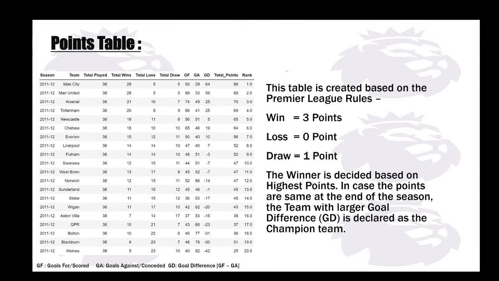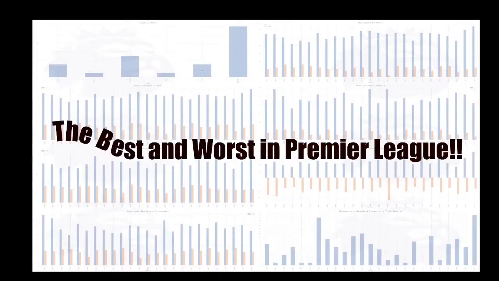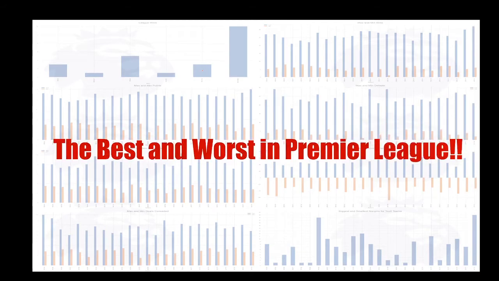Here is just a sample of the points table taken from a very unique 2011-12 season, for this was the only season in the Premier League history of 25 years where the winner was decided on the basis of goal difference as the total points were the same for them. Now, with the points table built, let us use this and see some of the best and worst stats of the Premier League history.